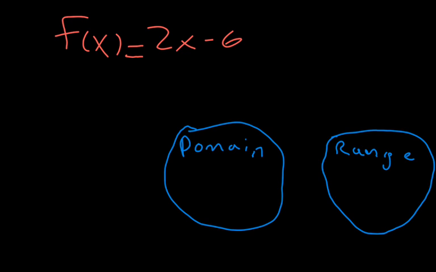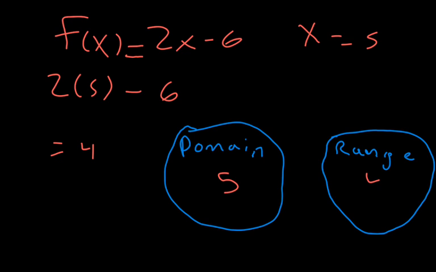Okay, so let's do an example. Let's take the function f(x) is equal to 2x minus 6, and let's have x equal 5. That's the domain. Now let's plug things in and do some algebra. So we do 2 times 5 in place of the x, minus 6, which equals 4. That's the range. The function took us from 5 to 4. Now the question is, is there a way to go back from 4 to 5? Well, the answer is yes, there is, and it's called an inverse function.